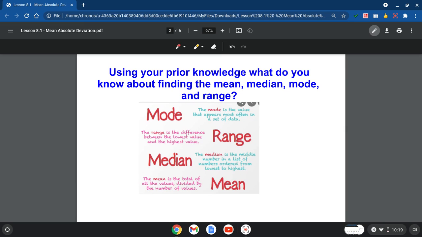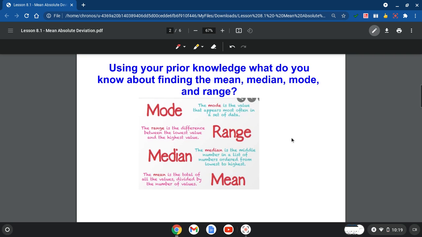Median. The median is the middle number in a list of numbers that were ordered from lowest to highest. If there are multiple numbers, all numbers must be included. Mean. The mean is the total of all the values divided by the number of values.